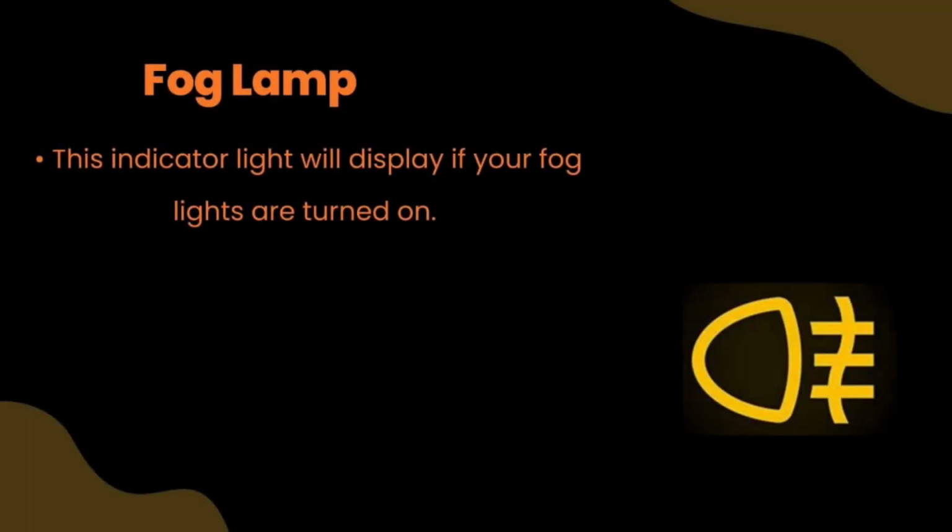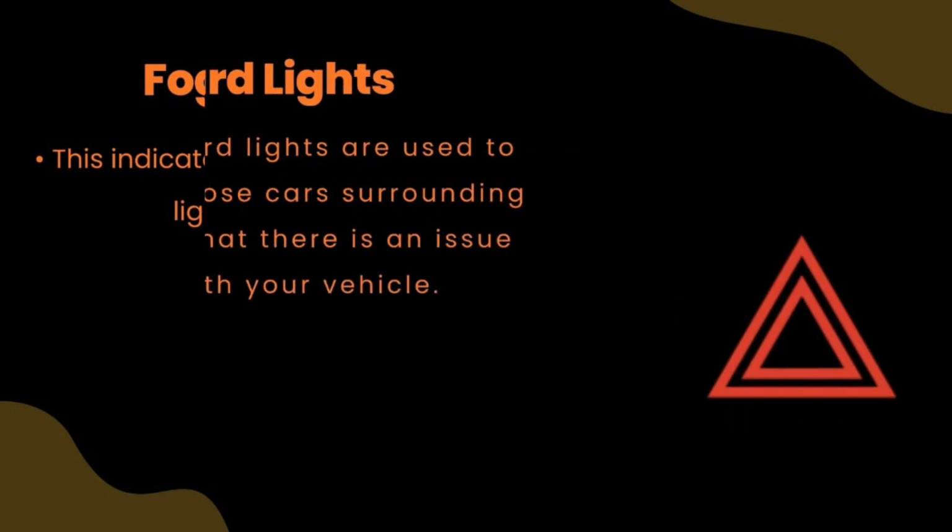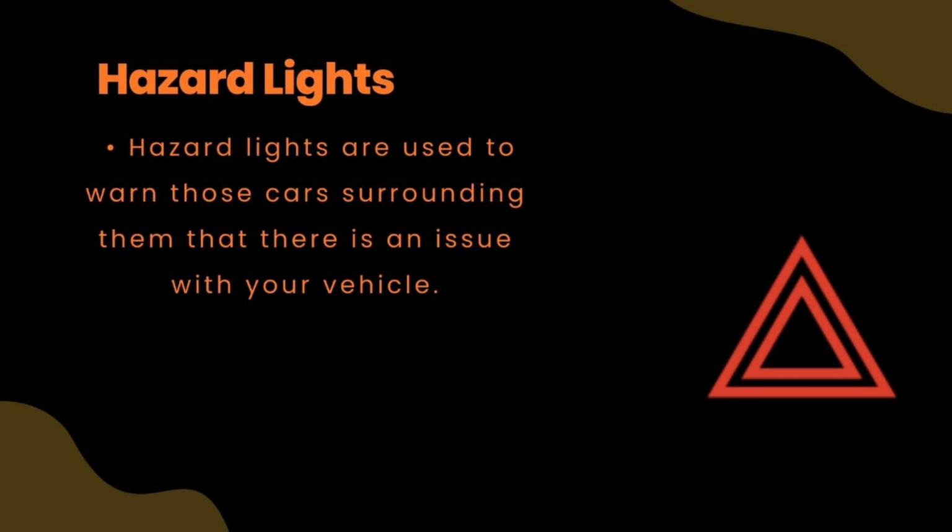And now this is an indication of fog lamp. This indicator light will display if your fog lights are turned on. So this is about hazard lights. Hazard lights are used to warn those cars surrounding them that there is an issue with your vehicle.